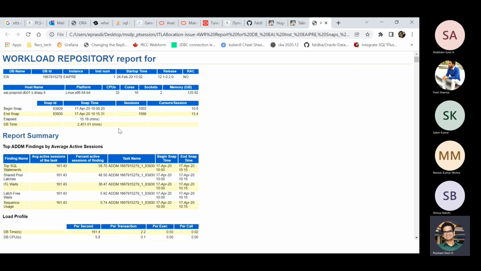If someone asks me what is the very first thing that you actually check within the AWR report, the very first thing that I always check is the elapsed time and the DB time, because using these two metrics, you will be able to understand if the system is busy or not, right?